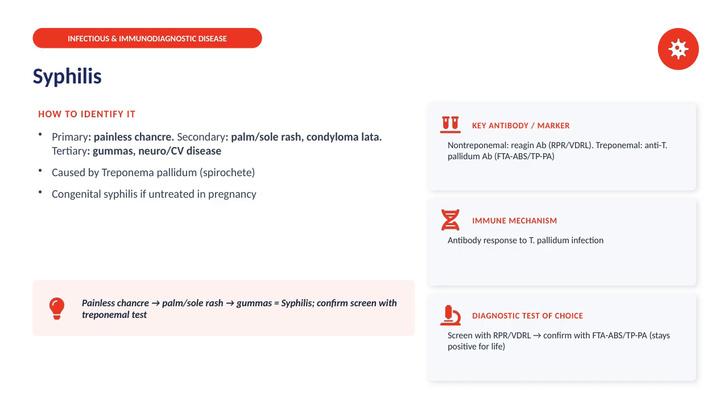When screening for syphilis, the initial step is to use non-treponemal tests like RPR or VDRL, which detect reagin antibodies. To confirm the diagnosis, treponemal tests such as FTA-ABS or TPPA are used, which detect antibodies specific to T. pallidum and remain positive for life. The immune response mainly involves antibodies formed against the infection, helping in both diagnosis and tracking the disorder. The key pattern to remember is the progression: painless chancre, followed by a rash on palms and soles, and later development of gummas, which helps differentiate it from other diseases.